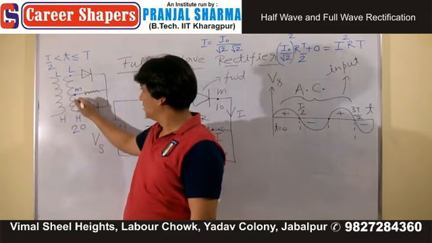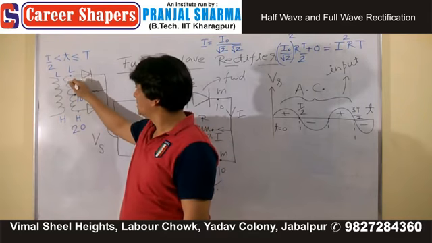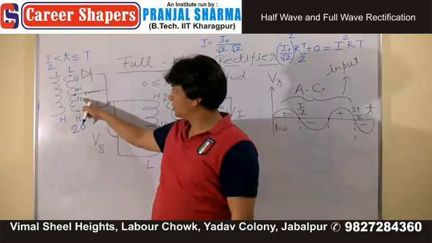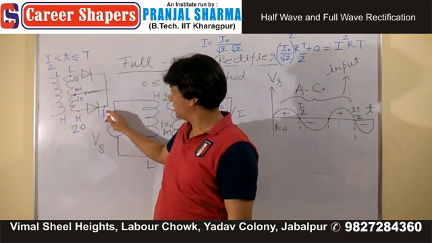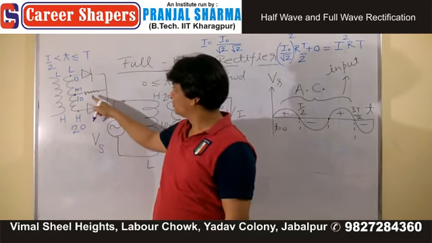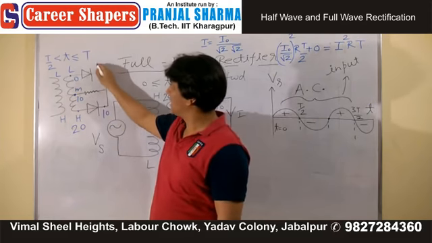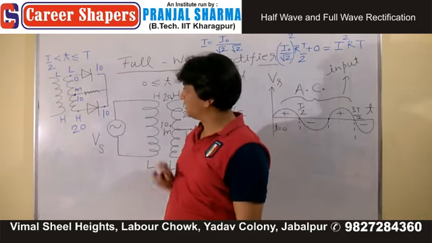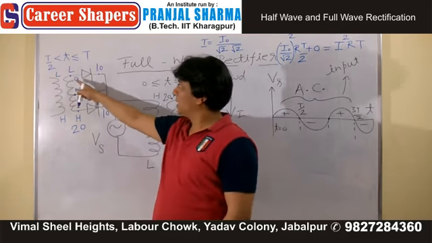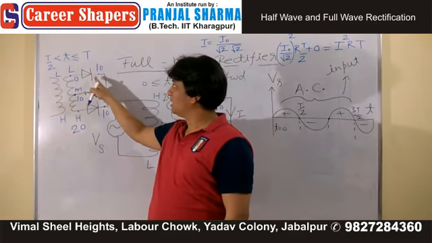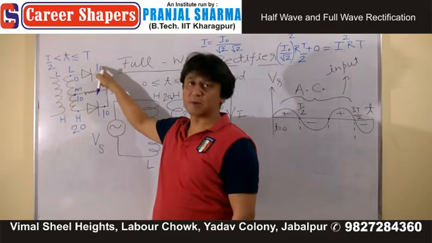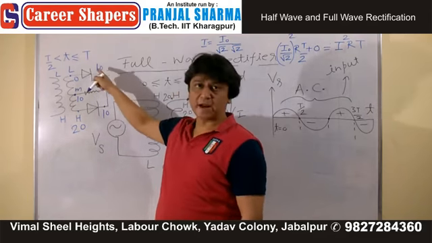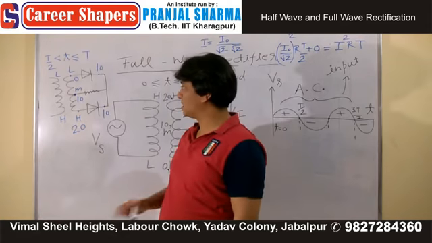20, 10, 0. This is 20, this is 10, call it 10. This is 0, this is 10, call it 10. Same point potential technique, 10, 10, 10. What happens? Your upper diode now is in reverse bias, 0, 10. If it's in reverse bias, there will be no current through it.